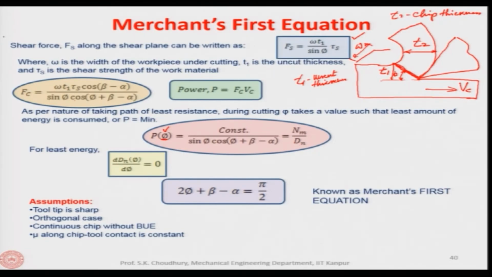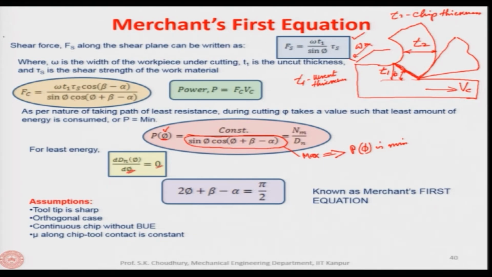Now, what we are saying is that the power has to be minimum, which means this has to be maximum. For this to be maximum, the first derivative of the denominator has to be equal to 0. If this is maximum, then the power P is minimum. So, for this maximum we have taken the first derivative of the denominator with respect to phi, and made it equal to 0.